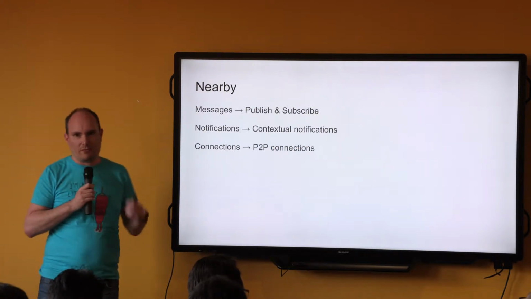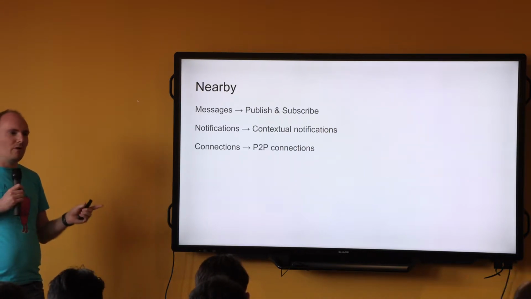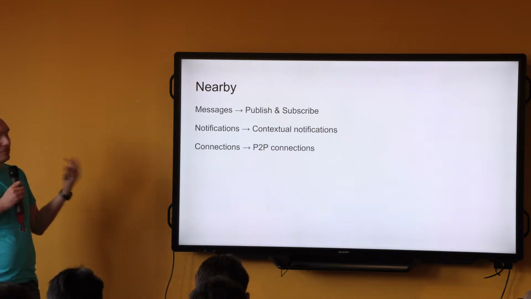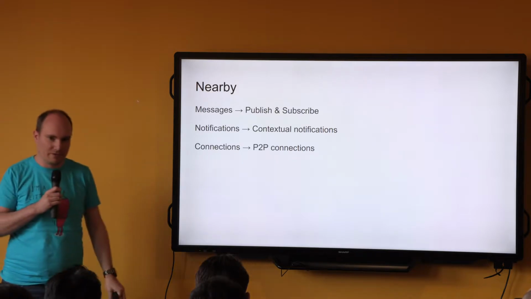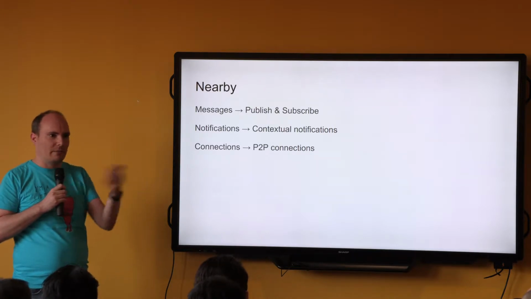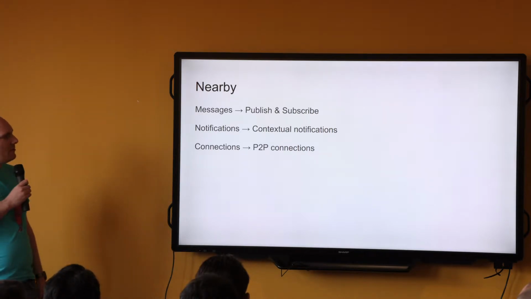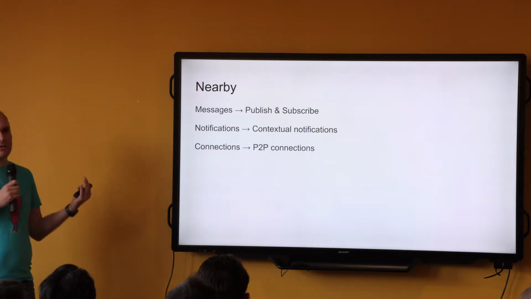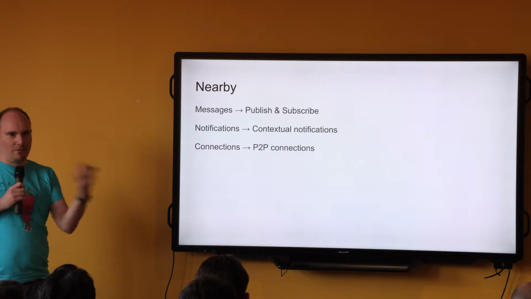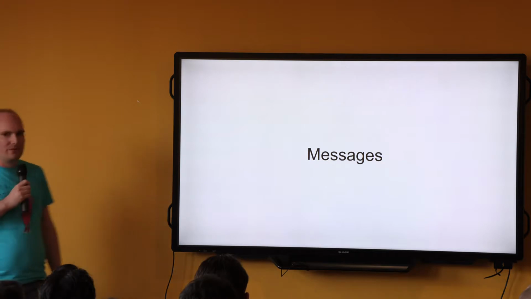Messages is one of the features, and messages allow you to publish and subscribe small pieces of data between devices. The other feature is notifications, the one that you just saw on your phone, where you can send contextual notifications to Android devices that are nearby a certain beacon. And the third API is the connection API that allows you to connect Android devices in a peer-to-peer fashion without the need for network. So it's really offline networking basically. So let's first dive into the messages part.